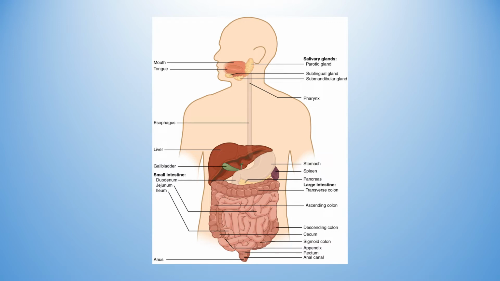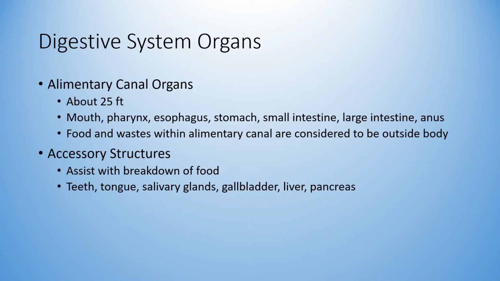As you can see, obviously you're going to take in the food in your mouth and then chew it up into bite-sized pieces and then swallow it, and it's going to move down the esophagus to the stomach, small intestines, large intestines, and then finally out. And then this also shows some of the accessory structures, such as your salivary glands, your teeth in your mouth, the liver, the gallbladder, the pancreas, etc. So we're going to look at all of this.